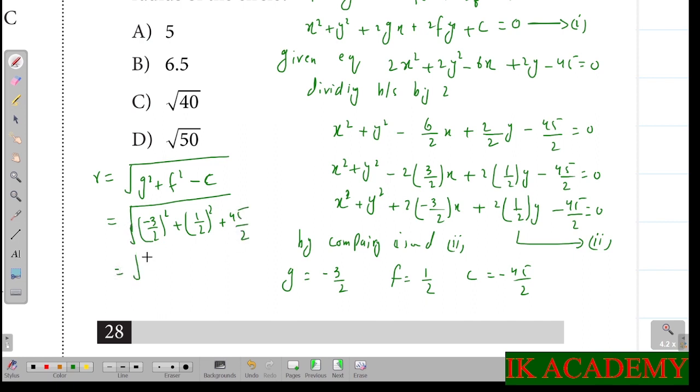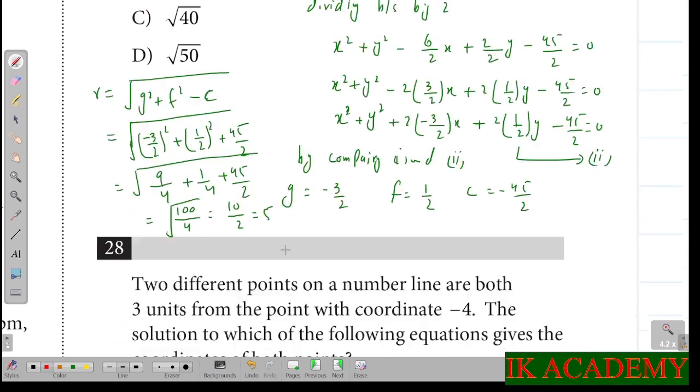So if we solve this, let me take the square inside. So minus 3 square is 9 by 4 plus 1 by 4 plus 45 by 2, which is equal to 100 divided by 4. Square root is equal to 10 by 2, which is equal to 5. So 5 is the radius of the circle, which is option number A.